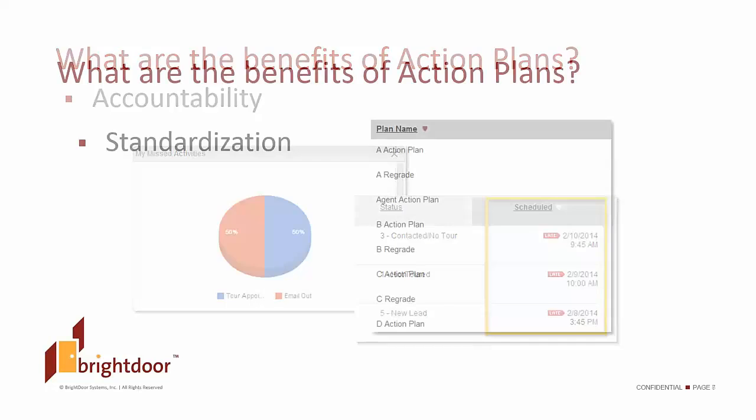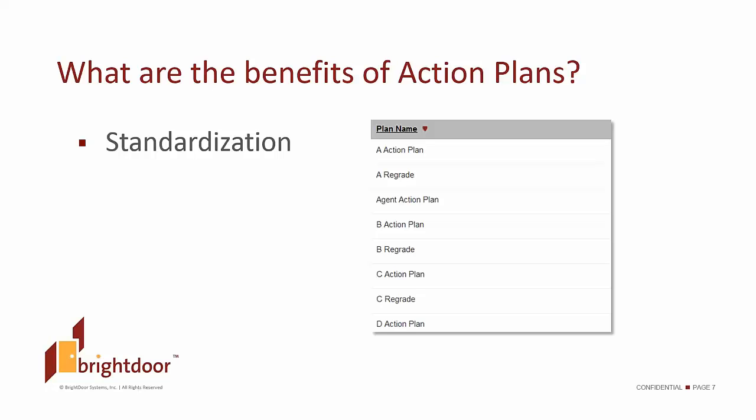Action plans standardize prospect communication baselines for the team. Should an A prospect be contacted every 7 days, every 14? What level of attention should a D prospect receive? When the team understands the company minimums, prospects are less likely to fall through the cracks.